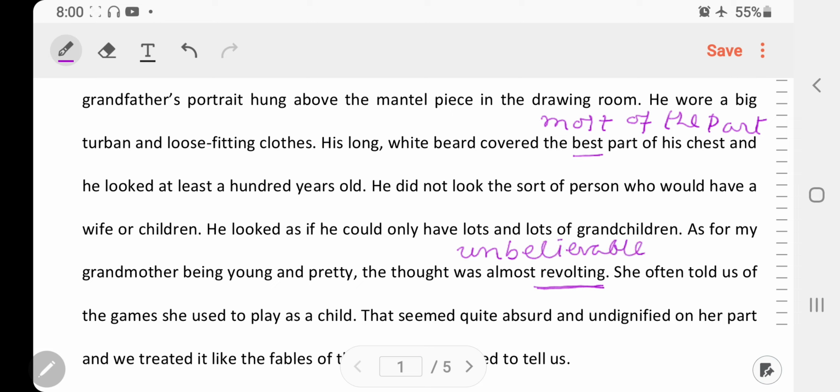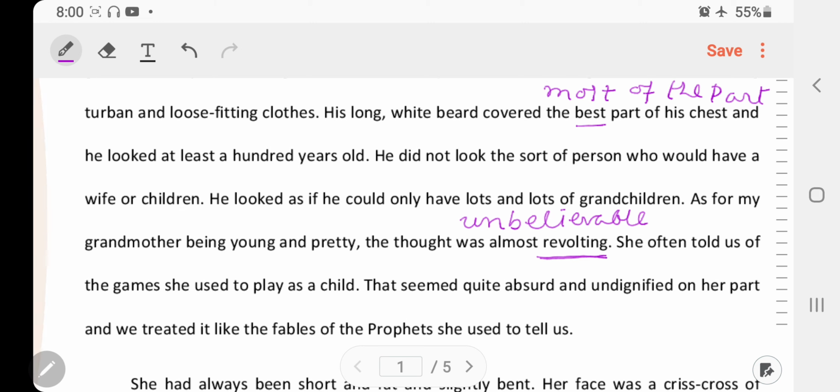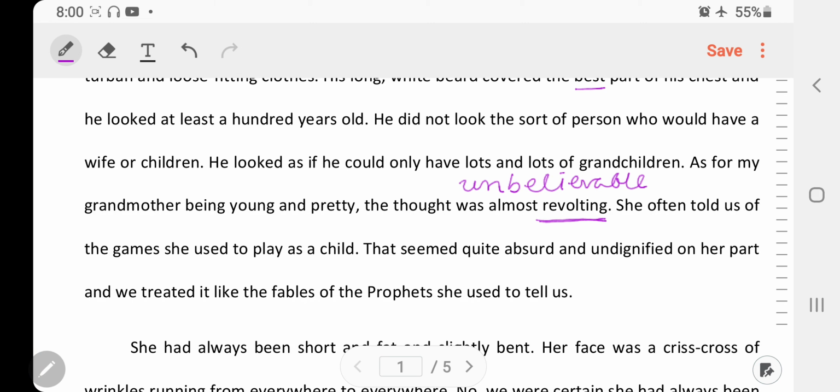The thought is unbelievable. She often told us of the games she used to play as a child, and this grandmother often told Khushwant Singh about the games she used to play when she was a child. But that seemed quite absurd and undignified on her part, and we treated it like the fables of the prophets she used to tell us.